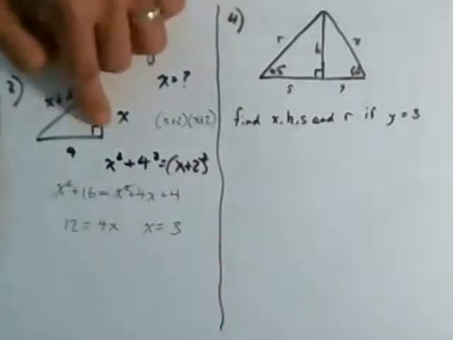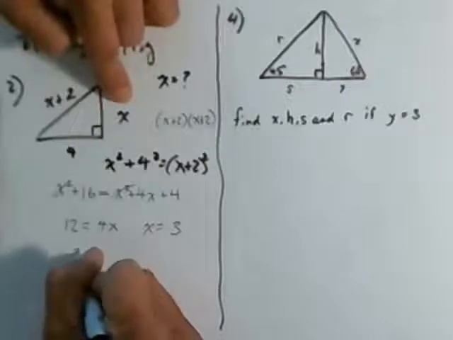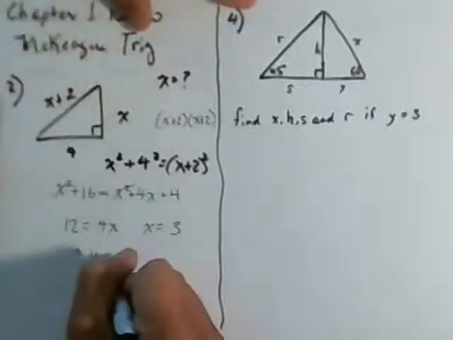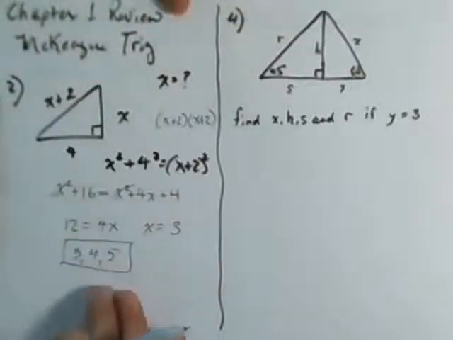And here we found x, it's going to be 3. The sides are going to be 3, and then 4, and then 3 plus 2 is 5. Oh, it's a Pythagorean triple. Don't forget that, guys, okay?